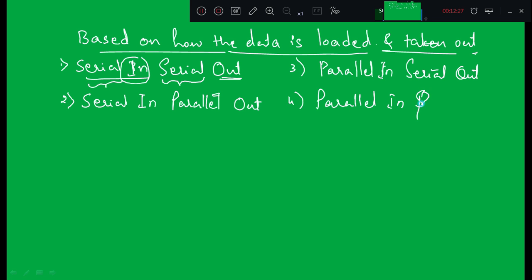So here I have already discussed the first one, that is serial in, serial out. Either you can explain a left shift operation or right shift operation for the first operation, that is serial in and serial out.